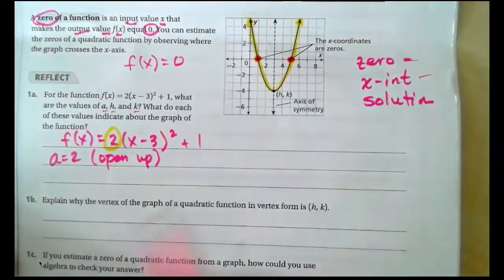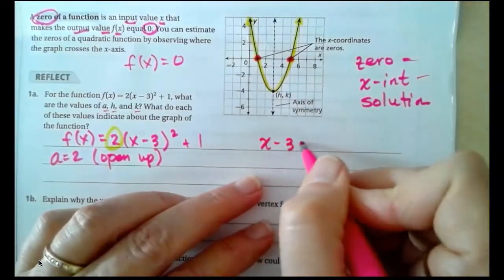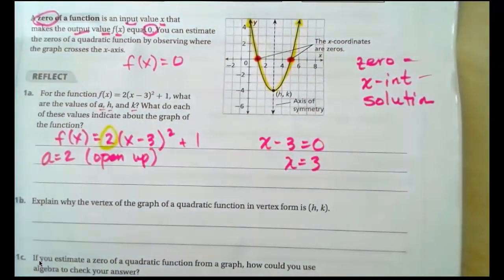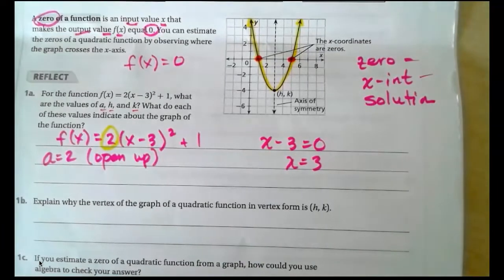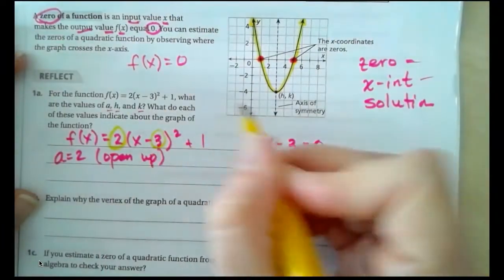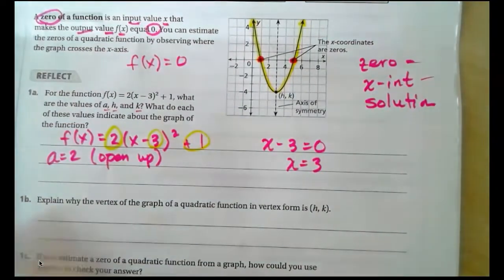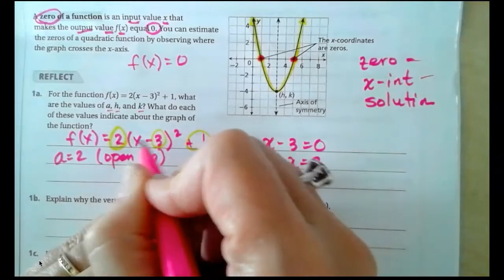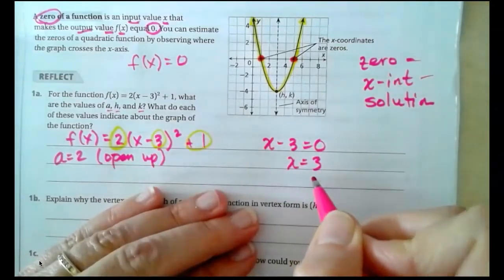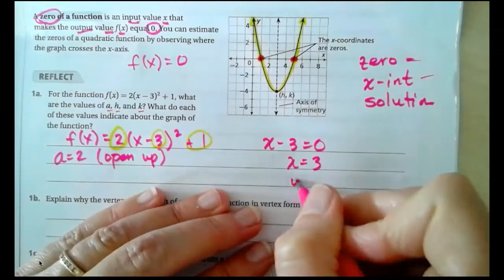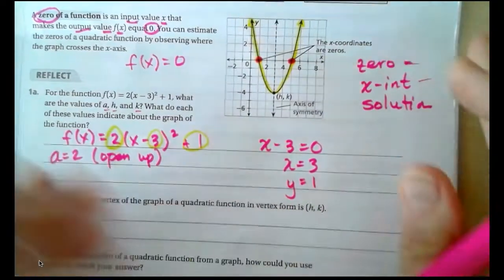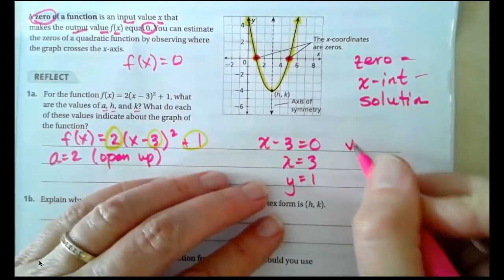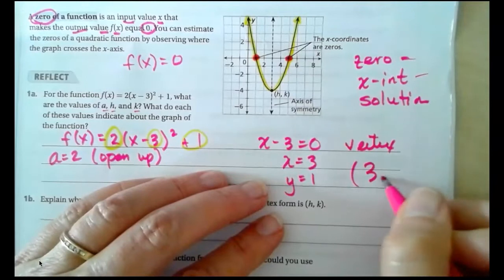Next, h and k. So if we take x minus 3, set it equal to 0, we get x equals 3. And then, of course, this is my h and this is my k. We're always going to keep the sign that is in front of the k. But if we take this x minus 3, set it equal to 0, we see that the x-coordinate of the vertex is 3. The y-coordinate of the vertex is 1. That's why we're calling this vertex form, because we can see the vertex. So the vertex here is at (3, 1).